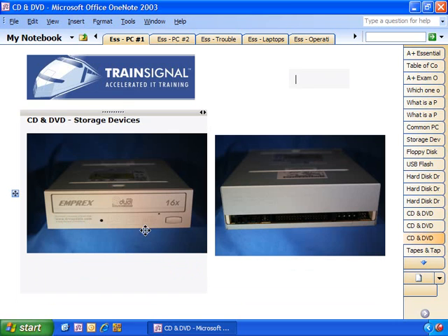All right, here is an internal CD DVD drive. This mounts in your computer permanently. You can see on the back here, just slightly, it has the typical Molex power connector like a hard drive does, and then it has an EIDE interface that connects to your computer.